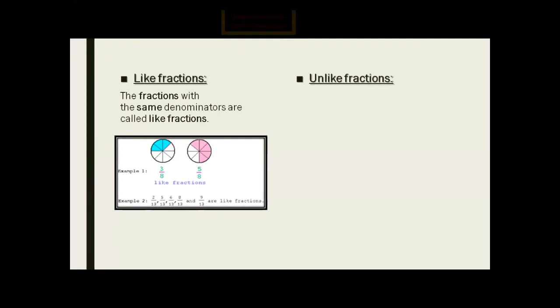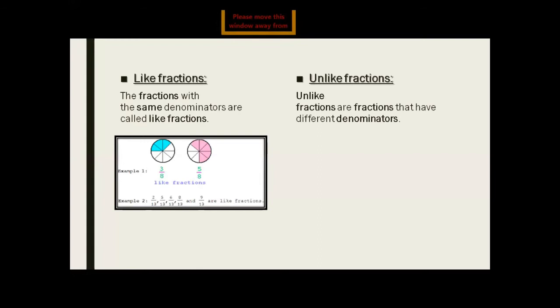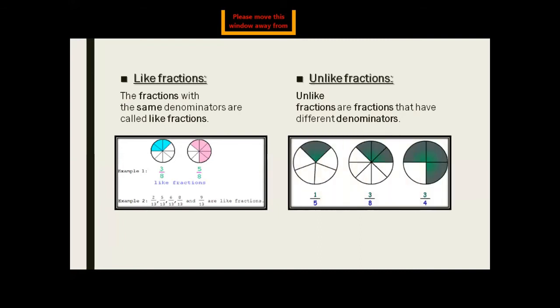The next one is unlike fraction. So what is unlike fraction? Unlike fractions are fractions that have different denominators. It is the opposite of like fraction. In like, we have the same denominators, and in unlike, we have different denominators. Check this example. We have three different fractions, 1 over 5, 3 over 8, and 3 over 4. The denominators of all the fractions are different. So these types of fractions are called unlike fractions.